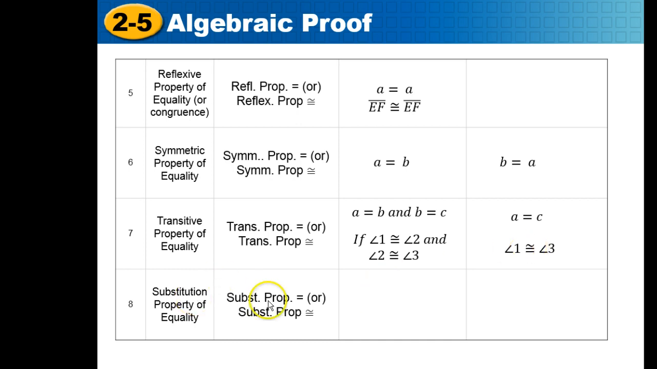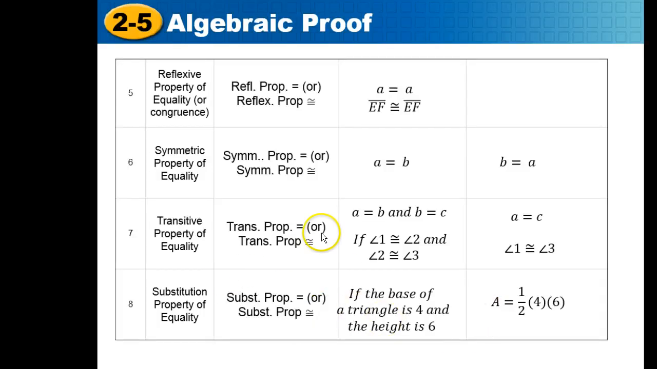The substitution property of equality, we're going to use this when we do our FSS. Remember, formula, substitution, solution. So I'm going to go ahead and give you an example. If the base of a triangle is 4 and the height is 6, we now have a reason why we were allowed to write A equals 1/2 times 4 times 6. We simply substituted into the equation. So we call that the substitution property of equality.